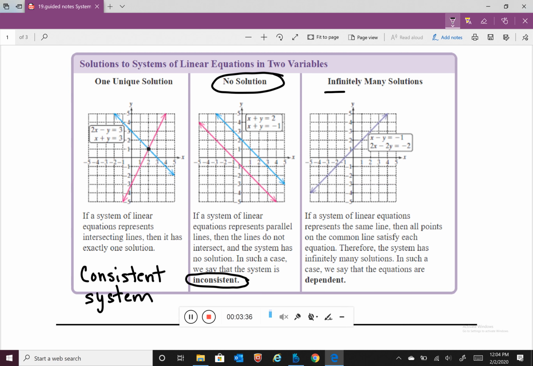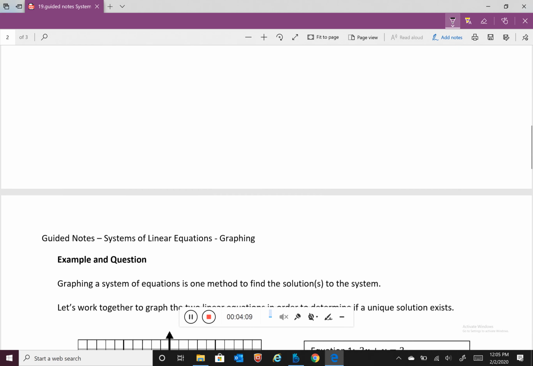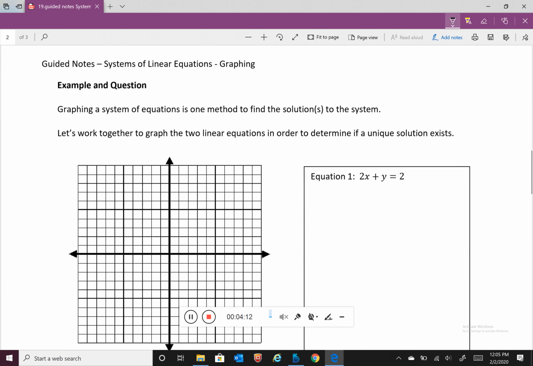And then infinitely many solutions if a system of linear equations represents the same line. So two equations could look very different from each other algebraically, but then when we go to graph them, we recognize that they have the same slope, they have the same y-intercept, they share all points, therefore they have infinitely many solutions, and this is a dependent system. So let's dive in together and look at an example.